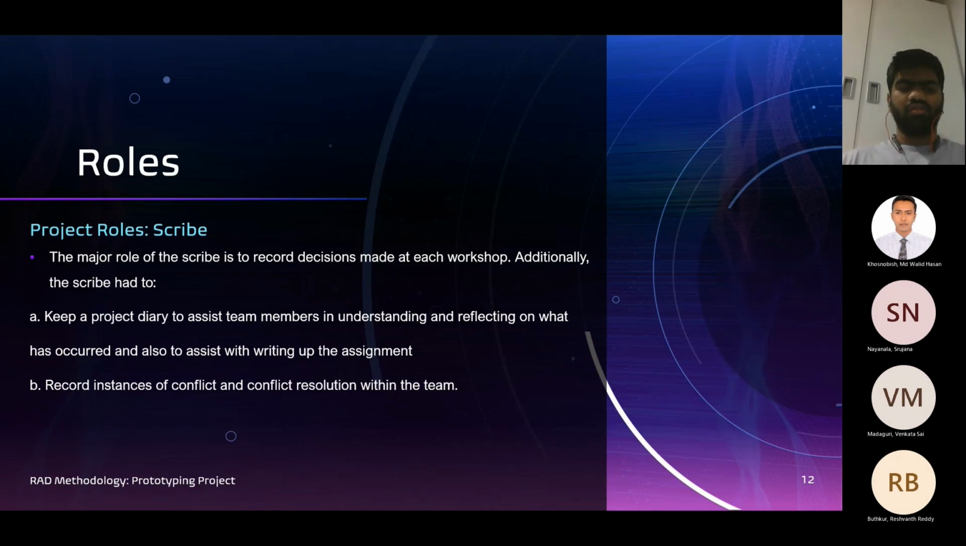The major role of the scribe is to record decisions made at workshops. Additionally, the scribe had to keep a project diary to assist team members in understanding and reflecting on what has occurred, and also assisted with writing up the assignment. Record instances of conflicts and conflict resolutions within the team.